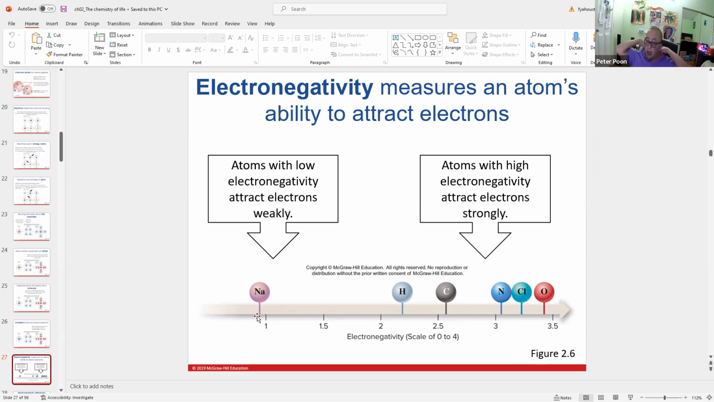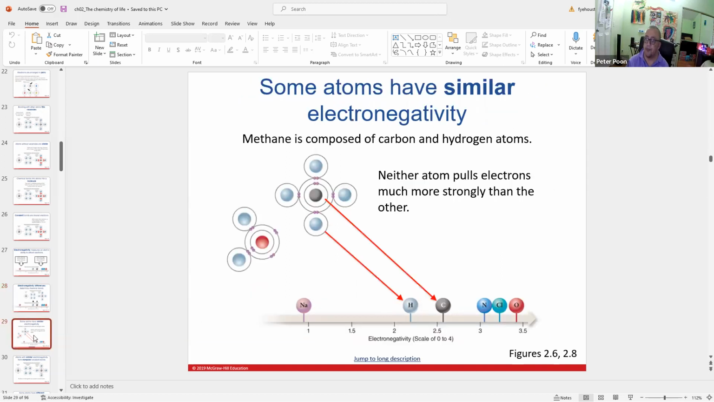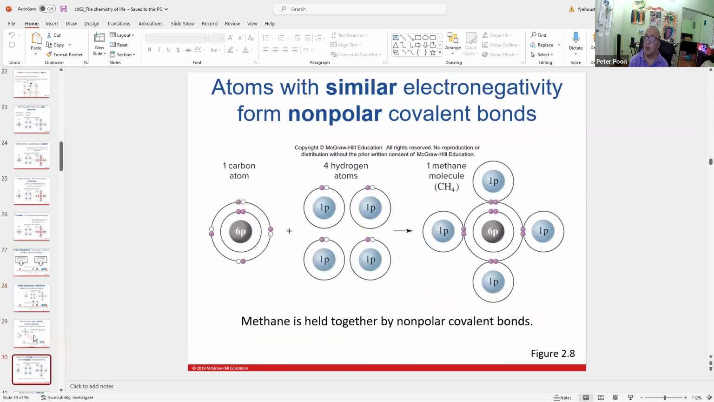Sodium, Na, really doesn't want electrons. In this model, CH4, the carbon and hydrogen want electrons about the same. This is about 2.6 and this is about 2.2, so the difference is not very big. They share electrons equally, and that forms non-polar covalent bonds.